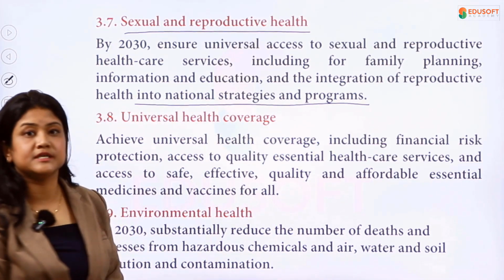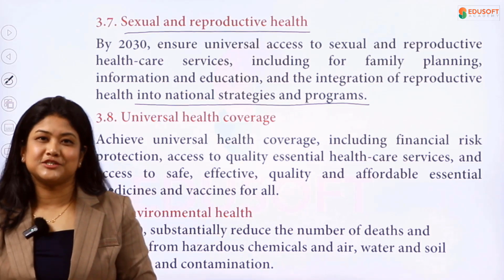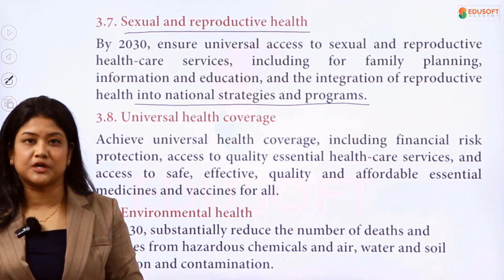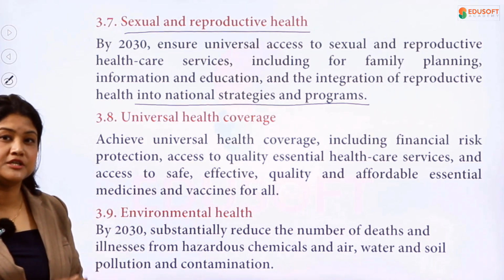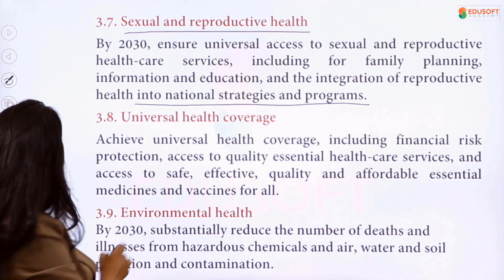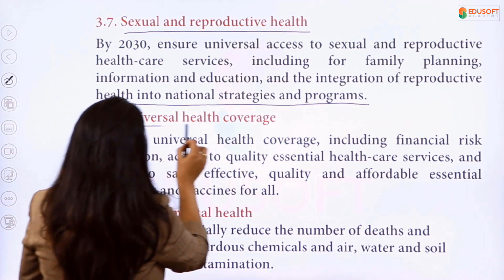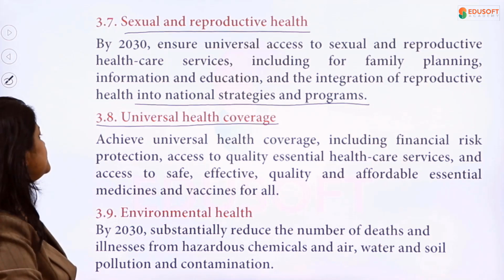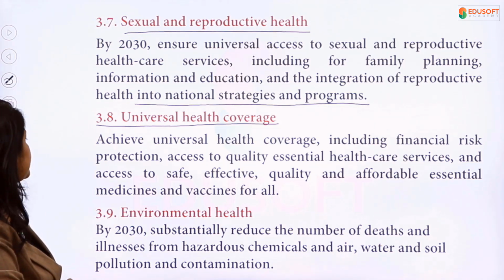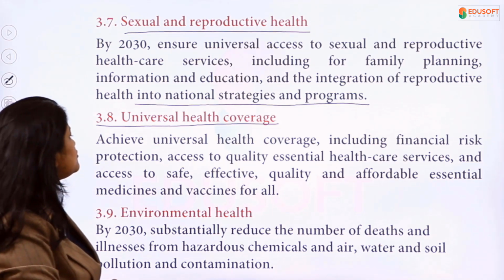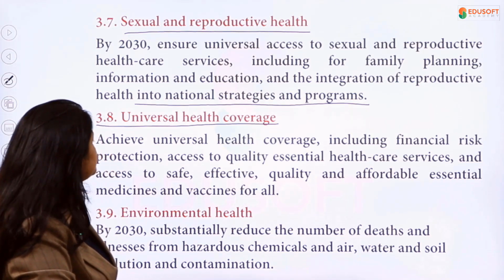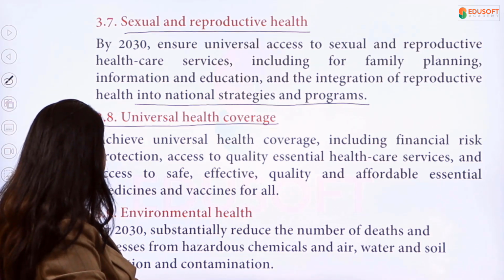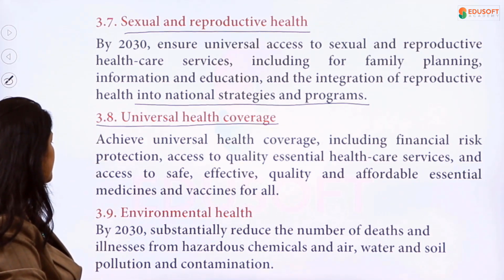So I have already said, in every country, SDGs are interconnected with national health policies and work closely with the nation's plans and policies. Target 3.8 is universal health coverage. What it says is it tries to achieve universal health coverage, including financial risk protection, access to quality essential healthcare services, and access to safe, effective, quality, and affordable essential medicines and vaccines for all.